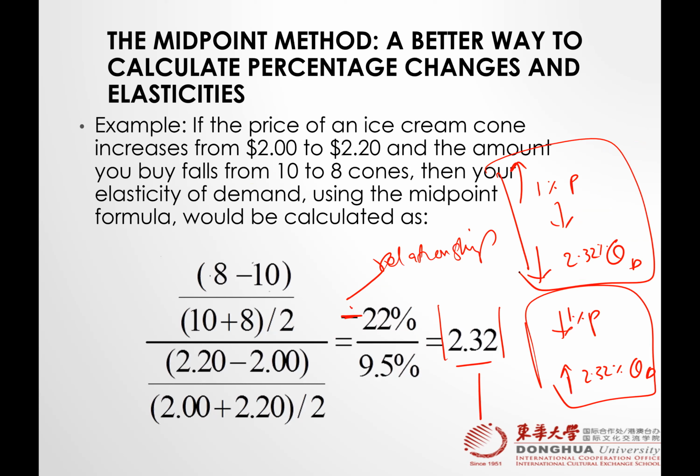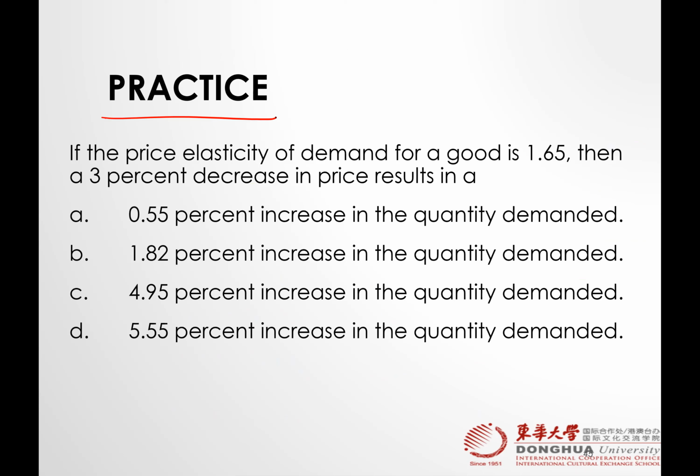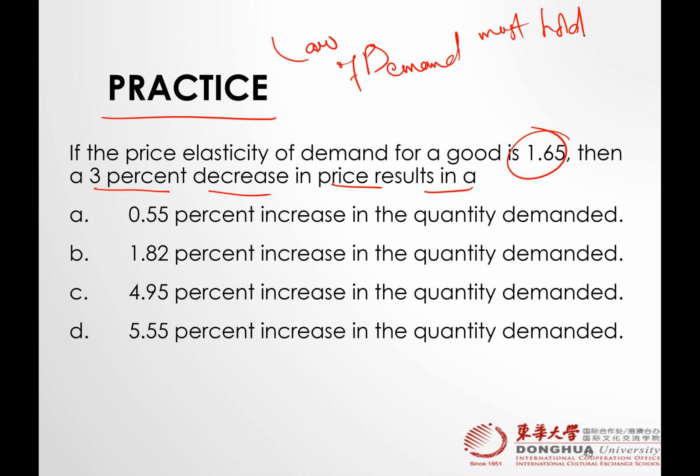Understand? Any question? Okay, let's move forward then. Answer this question. If the price elasticity of demand for a good is 1.65, then a 3% decrease in the price would result in what? We should remember that the law of demand must hold. So if the price is going to be decreased, then of course the quantity would be increased, right? Now, what is the answer here?